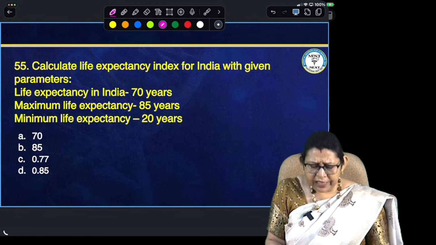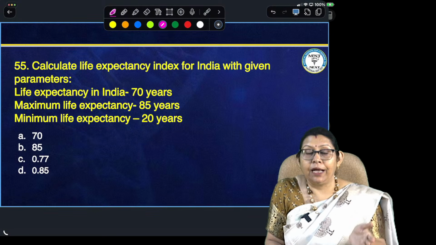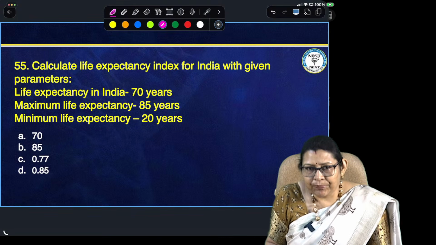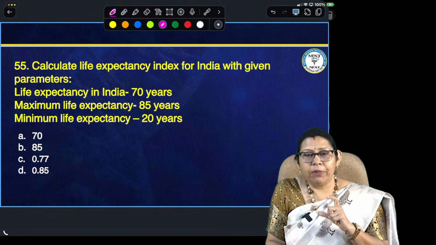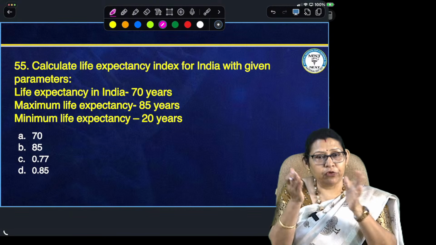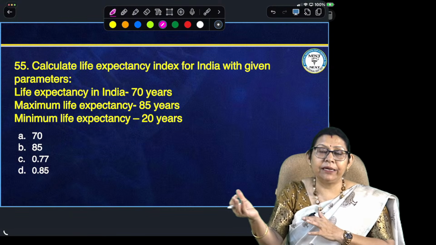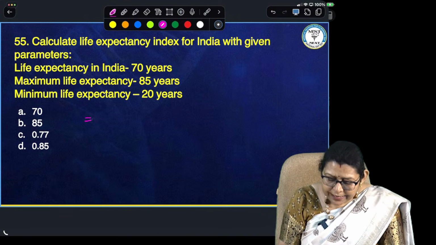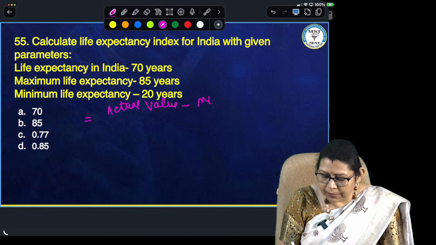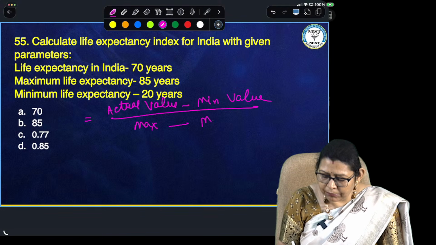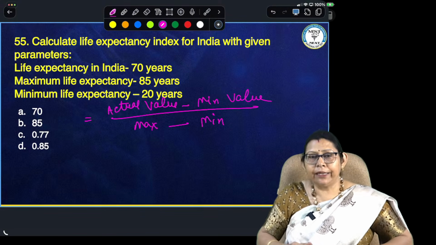Now this I expect that you should know, because it has been asked in one of the NEET PG exams. Calculate the life expectancy index. Now here, for HDI, if you remember, we had discussed that it is calculated as a geometric mean. It means for every parameter you have to calculate the index, then multiply the indices and take the cube root. It is quite difficult, but you should know the index formula. Index is the actual value of a country minus the minimum value globally, divided by the maximum value minus the minimum value. Okay, this is the index formula.